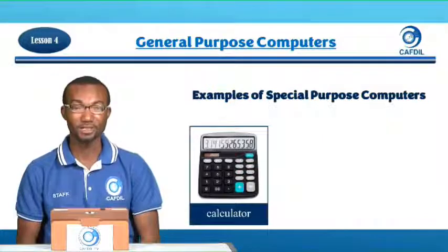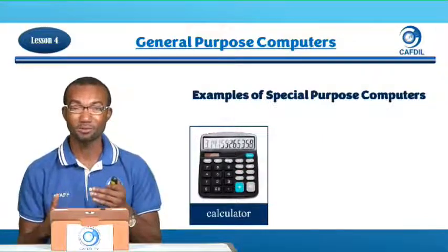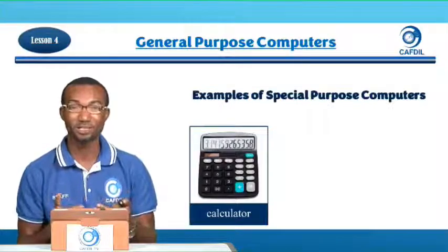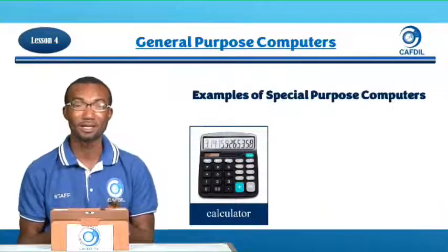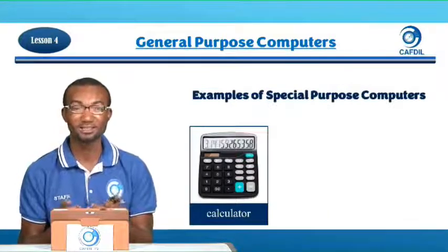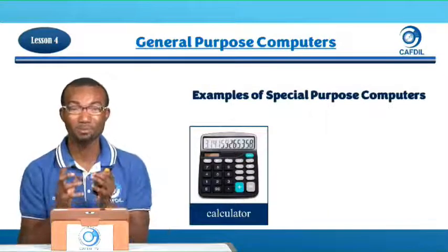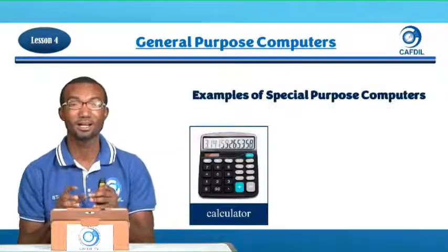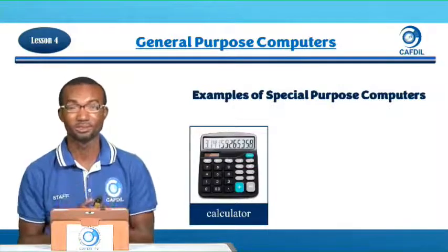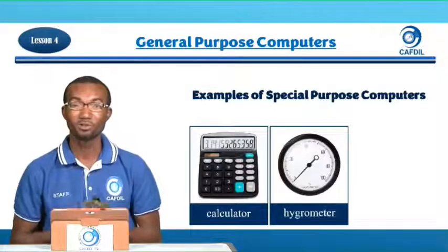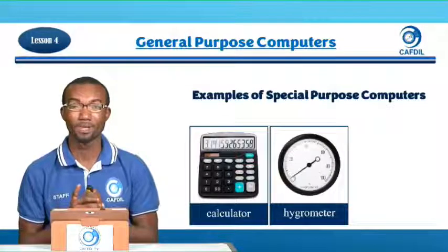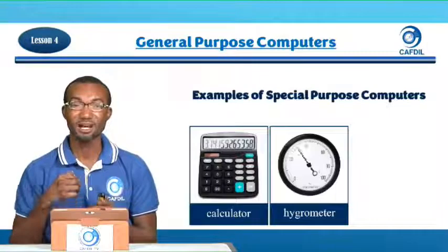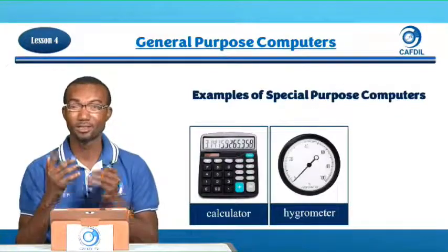We also have a calculator, and we use this calculator to manipulate numbers. So apart from using the calculator to manipulate numbers, I cannot use it to type my letter. I cannot use it to visit the internet or do any other stuff apart from manipulation of numbers. So the calculator also falls under special purpose computers. We also have the hygrometer. We use this hygrometer to measure the amount of water vapor in the atmosphere.